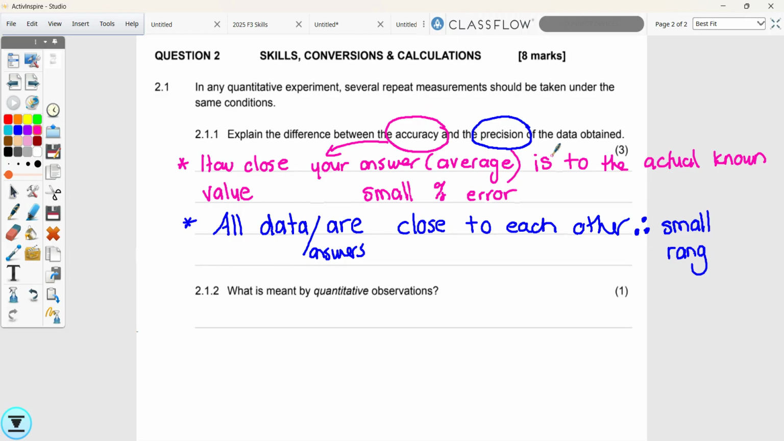The range you can calculate. So if you have a series of values with the smallest range, how do you get the range? Biggest value minus smallest value. So the smaller the range, the higher the precision; the smaller the percentage error, the higher the accuracy. Okay, this question I said you won't really get, but quantitative is all about numerical answers.